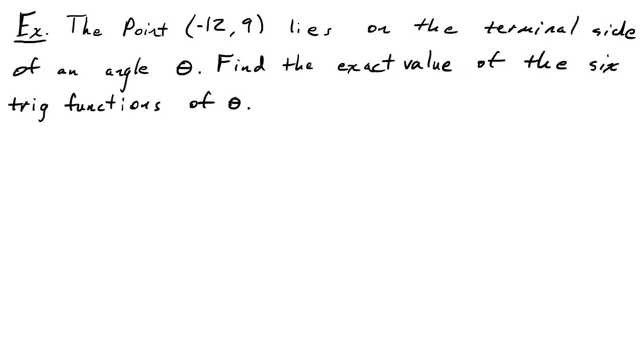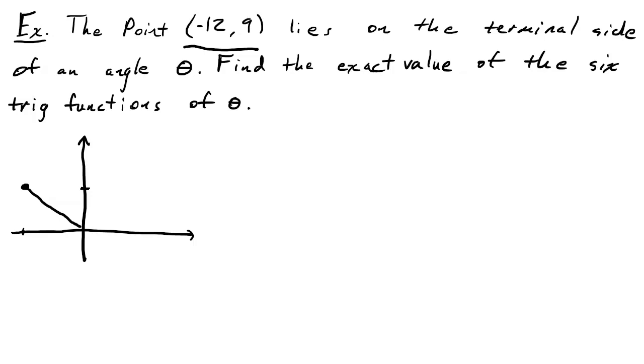So let's start off with the point -12, 9. Here, we're going back to the xy coordinates. Remember that for this, we're going to have the xy plane, and what it's saying is we're going to be at -12 and 9, somewhere around here. So this is going to be a point on the terminal side of an angle theta.